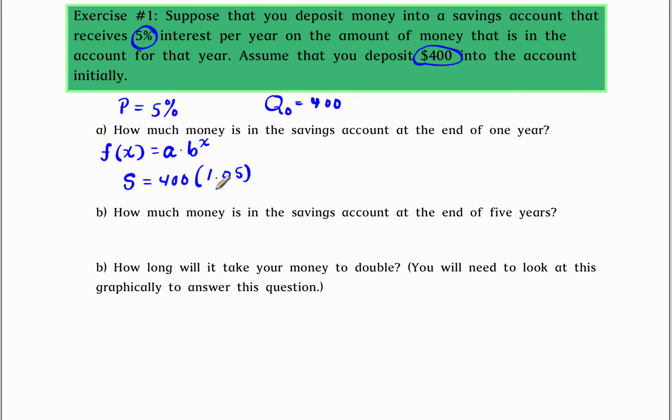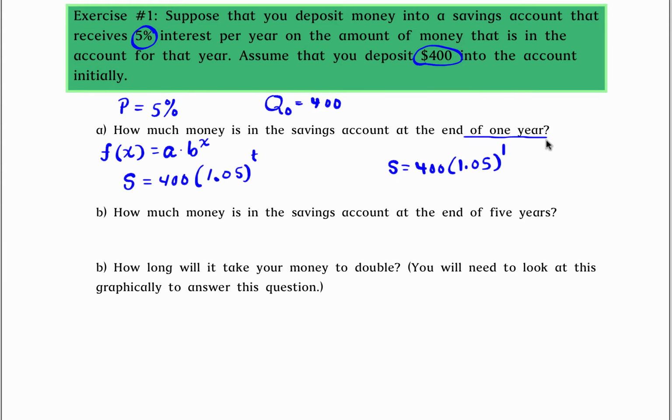Because remember, when we were doing increasing, we take 1 and we add the percentage onto it. Well, why do we do 1 plus? Because 1 represents that you get all of your $400 back. And that's what the decimal means. You get 5% more of that $400. And then it's raised to some time frame. So if we were to figure out how much is at the end of 1 year, it's very simple. Our savings is $400 times 1.05 raised to the first power.